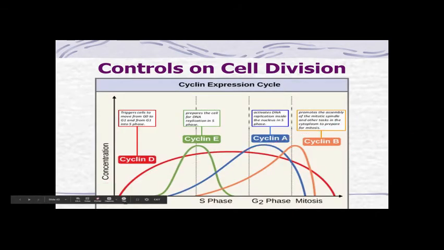So there are different cyclins that control different parts of the cell cycle. They're going to be monitoring different stages and allowing the cell to move or not move, depending on the job of that cycle.